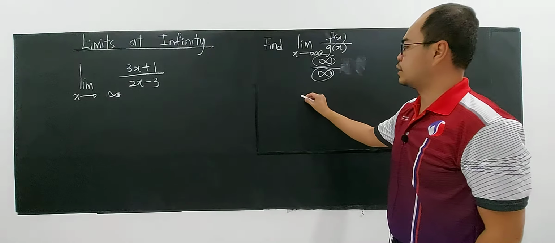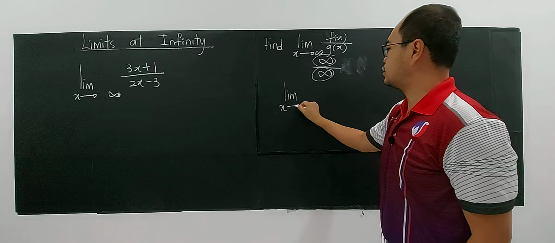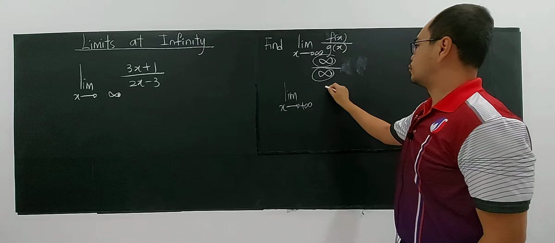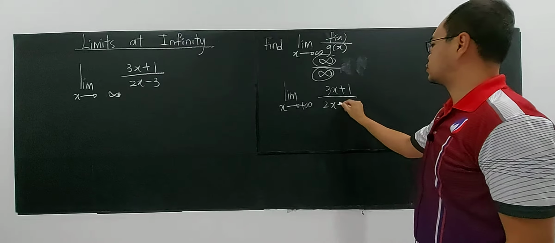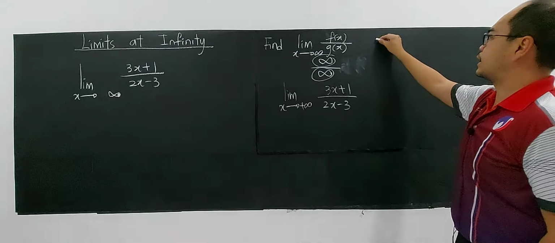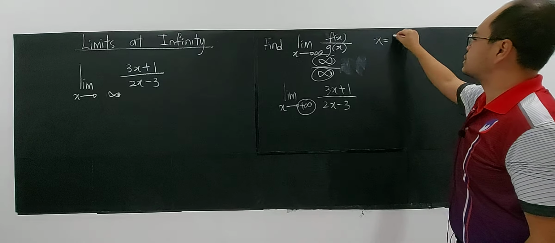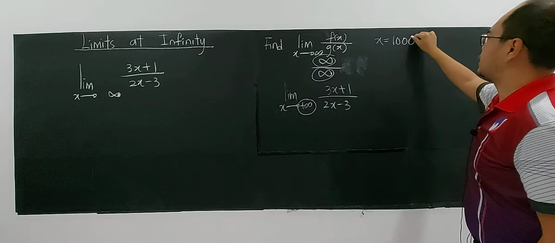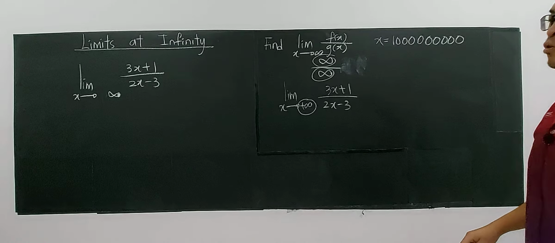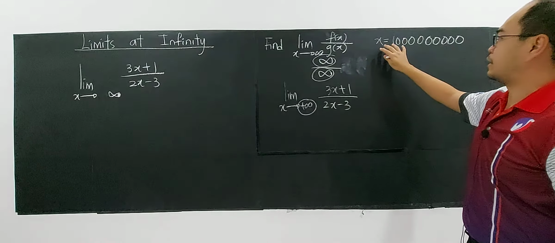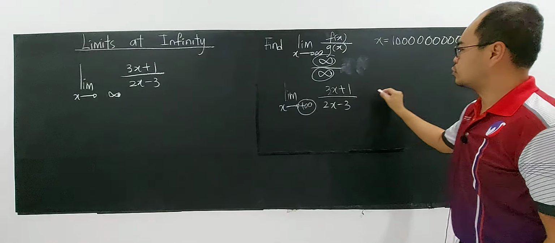So the concept here, let's say, is the limit as x approaches positive infinity of (3x + 1) over (2x - 3), right? So when x is a very big positive number, I can just assume it can be any value, but I tell you that maybe it's this value, alright? Okay, now you try to substitute.